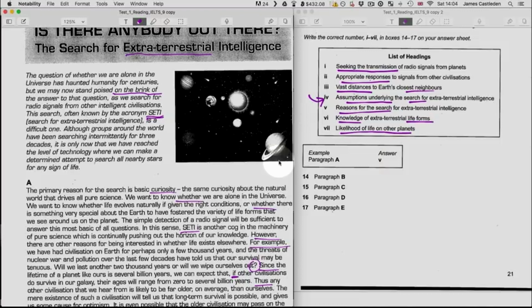So paragraph A, now that's something I didn't notice. Be very careful that obviously V is done already. So for the sake of your own health, cancel V out. So that's done. So now we've got paragraph B to think about.